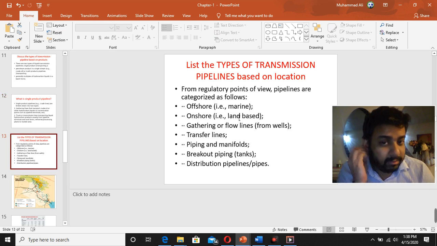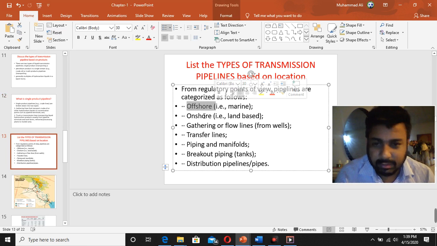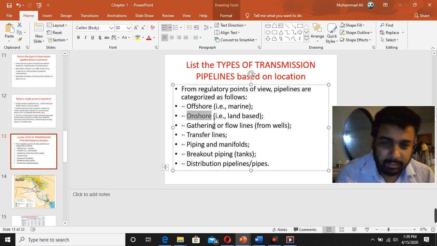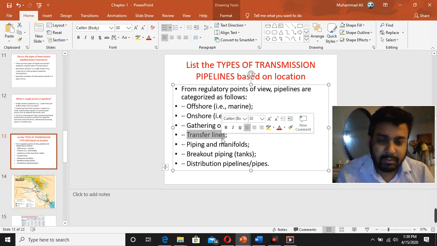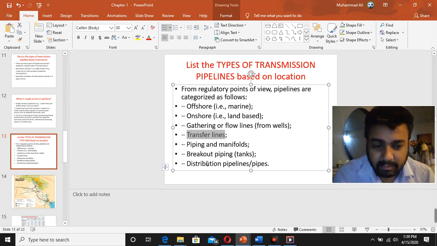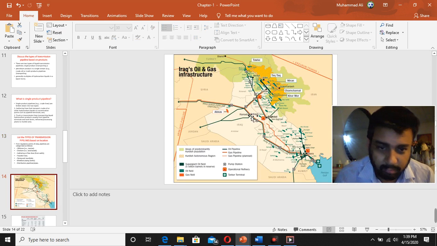Then we have many pipeline types based on the location. As you know, we have offshore wells, and they need their pipelines. We have onshore, land-based pipelines. We have small flow lines which are used to connect the wells to the separator. We have transfer lines transferring oil and gas from one place to another, from the small plants, refineries and fields towards the big long distance pipelines, and long distance transportation using trucks, ships, and so on.